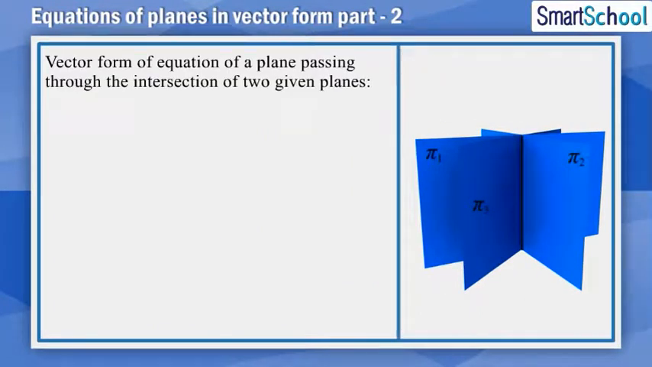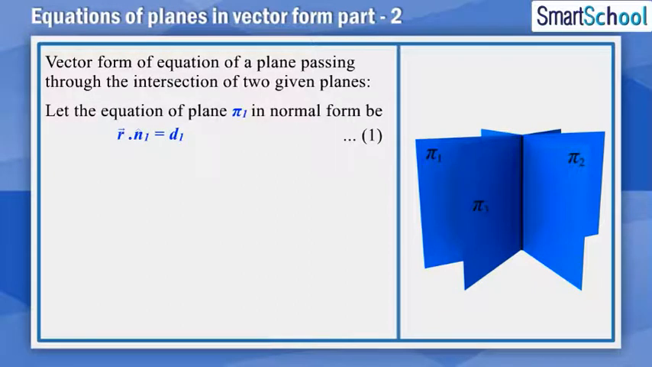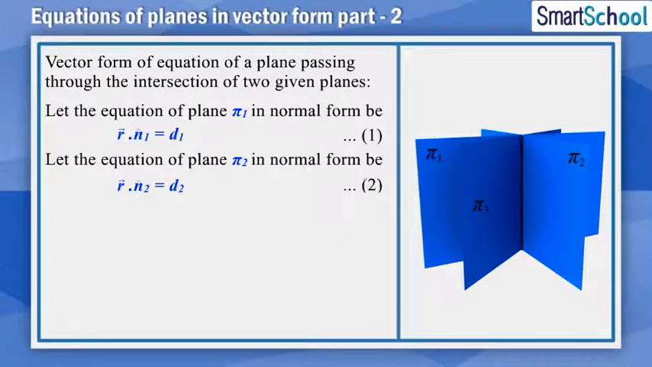We will first derive the vector form of the equation of plane pi3 passing through the intersection of 2 given planes pi1 and pi2. Let the normal form of the equation of plane pi1 be given by equation 1. Here vector r is the position vector of a point on the plane. Vector n1 is the unit vector along the normal to the plane pi1. And d1 is the distance of plane pi1 from the origin. Also, let the normal form of the equation of plane pi2 be given by equation 2.